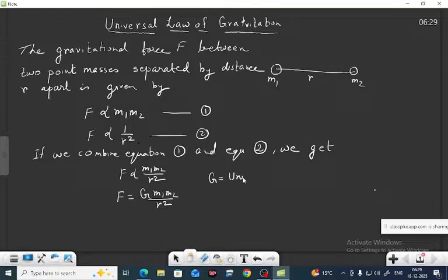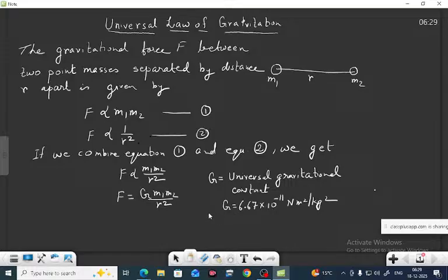This is known as the universal gravitational constant, and it has a fixed value. Since it is a constant, the value can be written as 6.67 into 10 to the power minus 11 Newton meter square per kg square. This is the value of capital G.